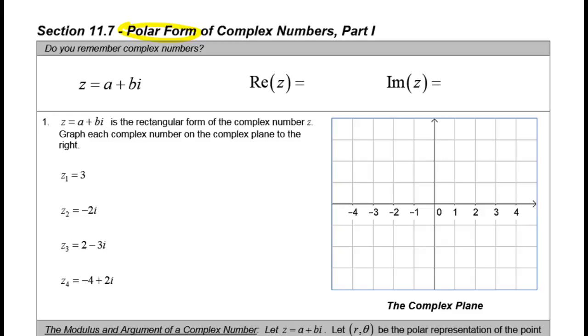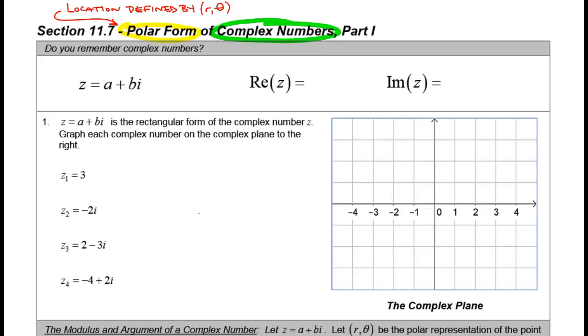A polar form is a location in space that's defined by r comma theta. Polar coordinates define a location in space, r comma theta. So that's something relatively new, and here's something relatively old, something we talked about last semester in college algebra.